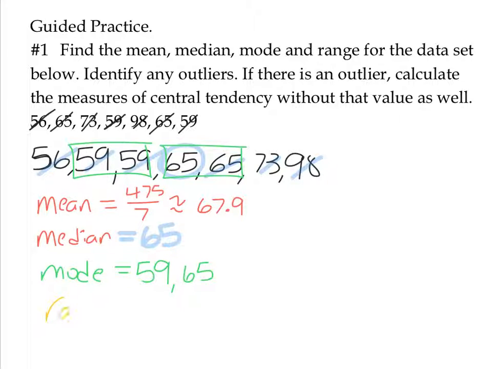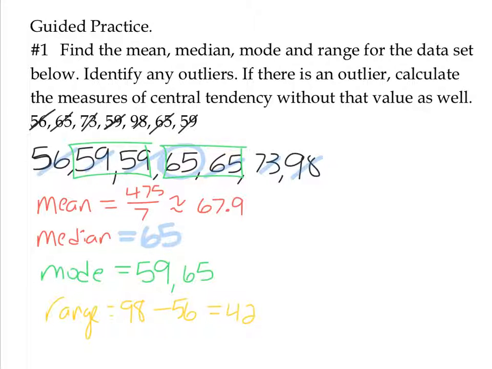Okay, so we calculate our mean, median, and mode, and then our range. So the range is going to be 98 minus 56, right? So our range is our highest value, 98, minus our smallest value, 56, and that comes out to 42. So our range is 42.